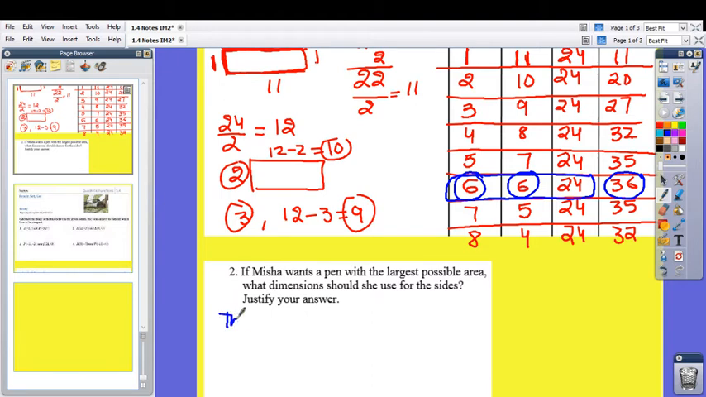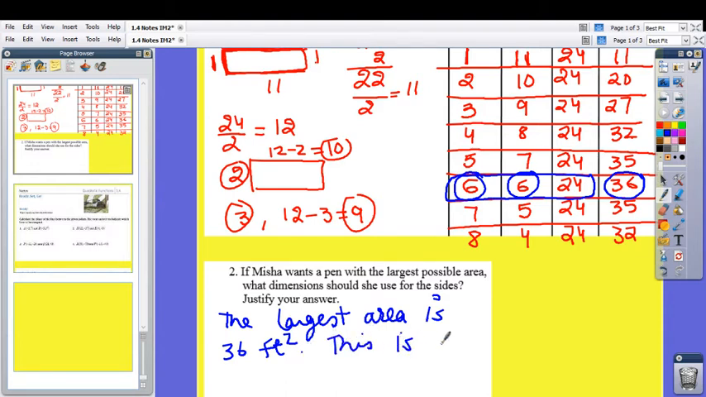So let's write that down. The largest area is 36 feet squared. This is when both the sides are 6 feet, correct?